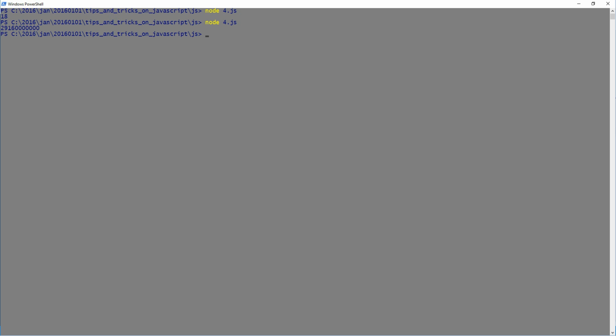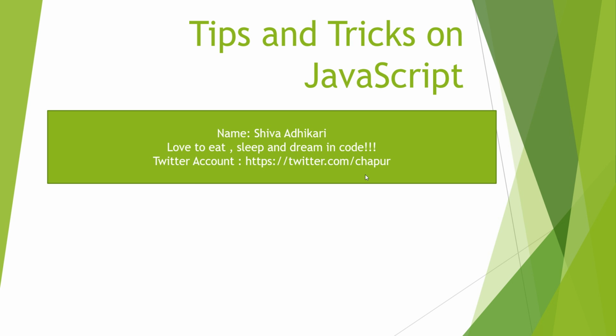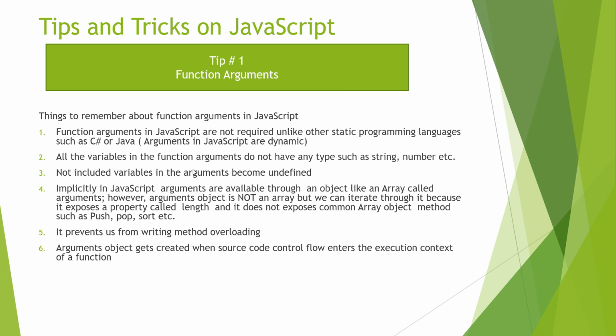Let's go back to our slide. Here it's bullet number 4. Implicitly in JavaScript, arguments are available through an object like an array called arguments. However, the arguments object is not an array, but we can iterate through it. We can do that with the indexes because it exposes a property called length.